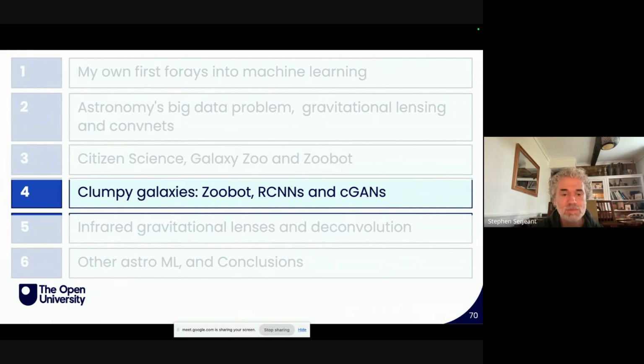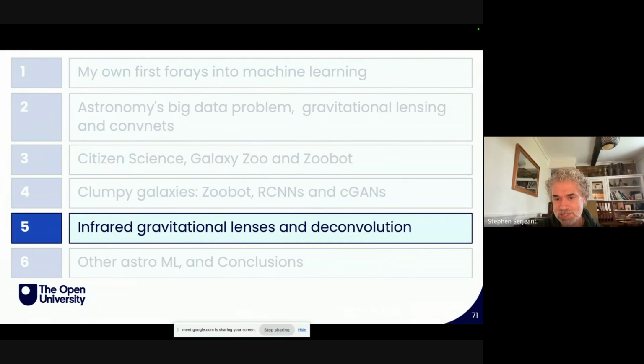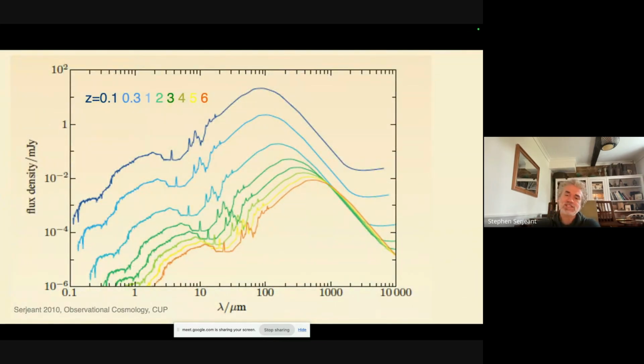I've only got a few minutes left, so I will just quickly talk about infrared gravitational lenses and deconvolution. So you remember at the start of the talk, I was talking about redshifting a galaxy and shifting the spectrum to the right. So here I've got not just the optical spectrum of a galaxy, but across a huge range of wavelengths, from ultraviolet all the way up to radio. Okay, so we're taking a galaxy and we're imagining pushing it to higher and higher redshifts, to further and further away. And you can see that the galaxy is getting fainter as it gets further away, so it's going down vertically, but it's also shifting to the right.